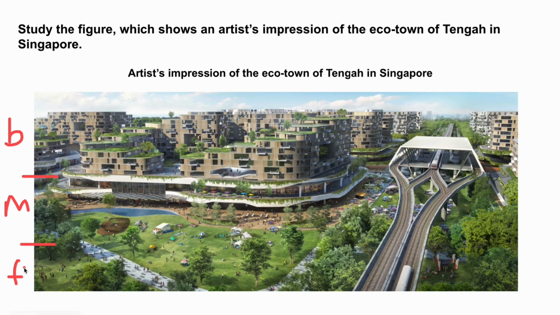So when you use indicators like fore, middle, or background, that helps the marker understand which part of the photograph you're talking about. And if you can locate that particular feature, then we can relate your answer a bit better, understand your answer more quickly. So in this case, remember the question is about sustainability. Just going to write it here. How do features in this town contribute to sustainability?